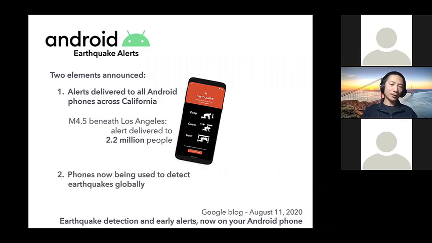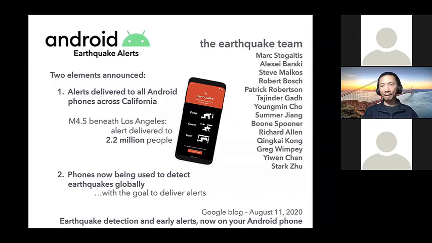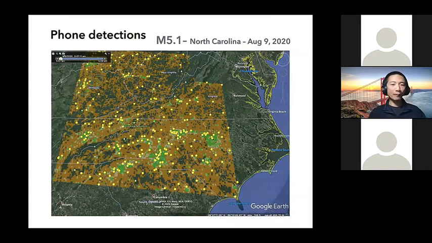And the second part is the detection using the accelerometers inside the phone. Right now we are still working on that, with the goal to deliver alerts around the globe, especially at places where they don't have an earthquake warning system. This is a big team at Google. I won't read out the names here, but these are all the team members at Google working on this product.